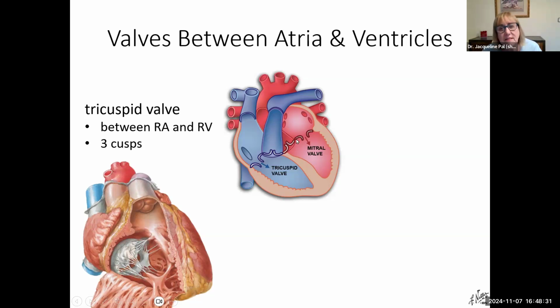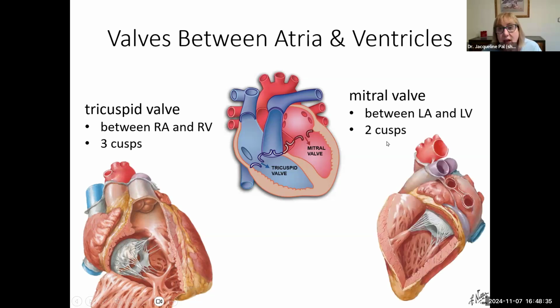On the left side of the heart, we have what is called the mitral valve between the left atrium and the left ventricle. Some people have called it the bicuspid valve because it only has two cusps, but clinically we call it the mitral valve because all of our diseases are called diseases of the mitral valve, like mitral valve prolapse, mitral regurgitation. They're not called bicuspid regurgitation or anything like that.